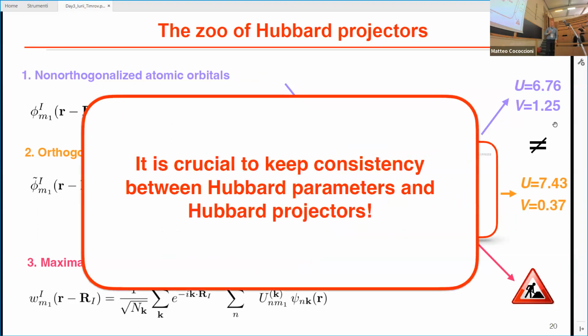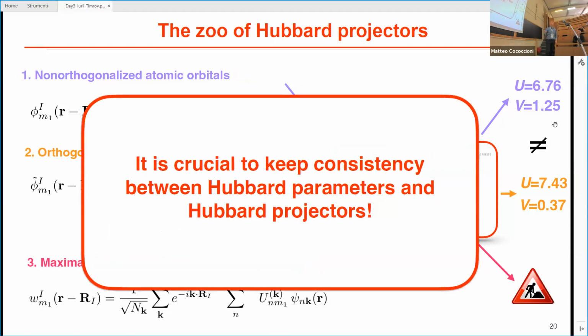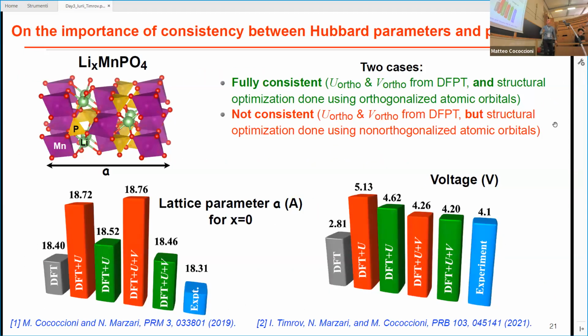And I hope you will remember after my talk that it is crucial to keep consistency between Hubbard parameters and Hubbard projectors. This means that if you choose this type of Hubbard projectors and you compute U, you need to use these values of U and V with the same type of projectors when you run production calculations, let's say band structure, density, etc. So you should not mix: you compute U and V with this type of projectors, but then you use another type of projector. You should not mix. If you do that, you are in trouble, and I'm showing it here on this slide.